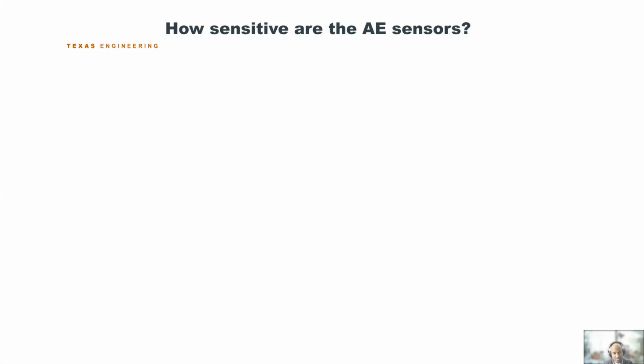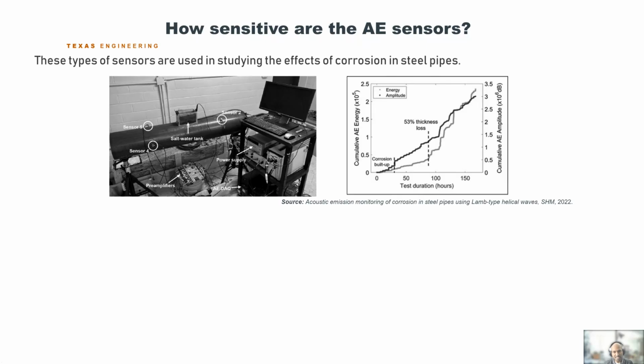Can they actually measure the smaller things? So the answer is yes. Typically, these sensors we have used to measure even small chemical reactions and molecular changes, to study the effects of them. An example is what we did in our previous study, corrosion monitoring of pipes. Here you see a small saltwater tank where we initiate corrosion in this pipe and try to study the loss of thickness and all that.